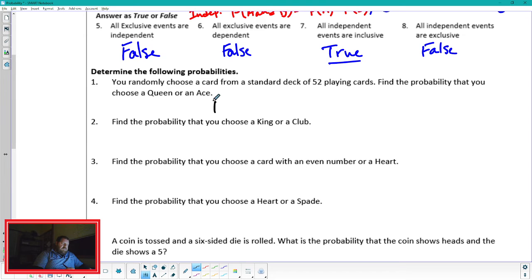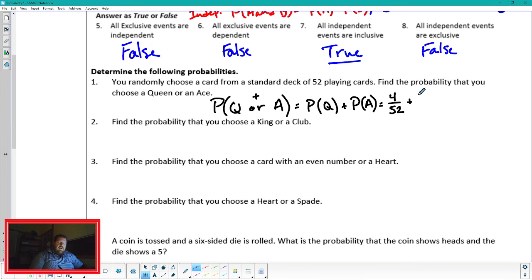Okay, so when we look at probability of a queen or an ace, one thing that I want you to get to seeing pretty quick is that anytime we have or, we want to think about addition. Okay, and that's pretty standard in a lot of areas of math. Since they're exclusive, the probability is just going to be the probability of a queen plus the probability of an ace. There are 4 queens out of 52 cards and 4 aces out of 52 cards.